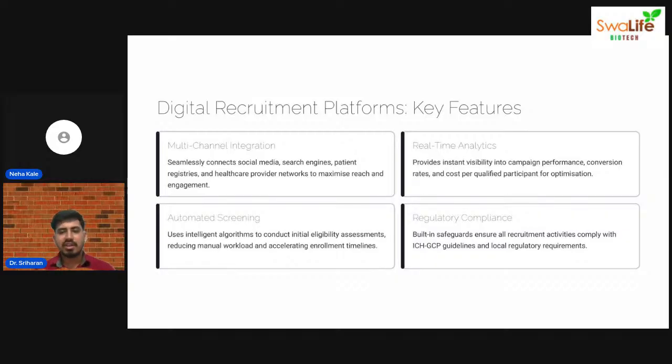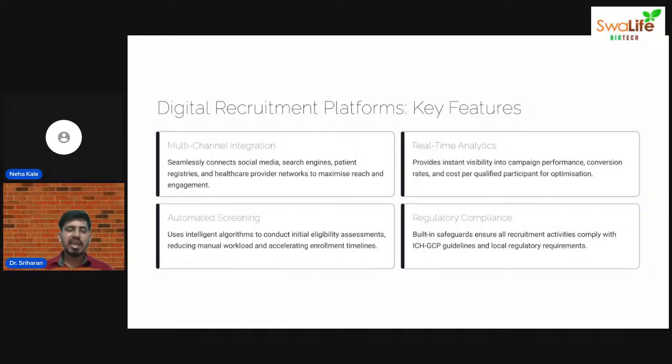Another one is real-time analytics. Based upon the patients' day-to-day life scenario, we can easily monitor their performance, conversion rate, and cost per person, and optimize. Likewise, we can analyze the real-time analytics.